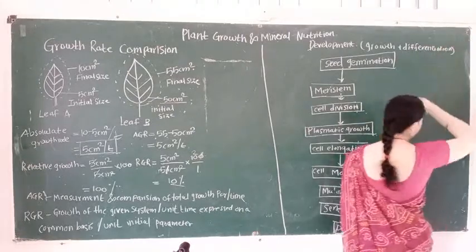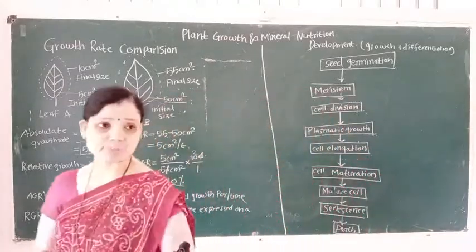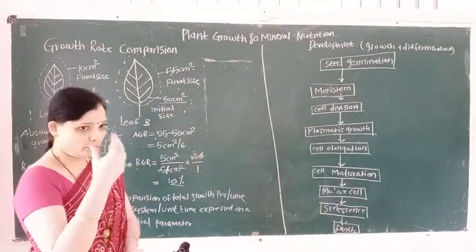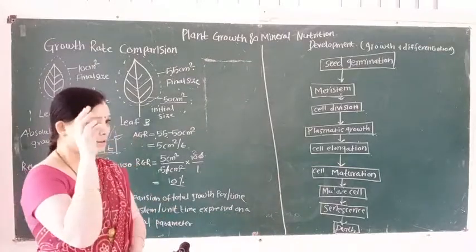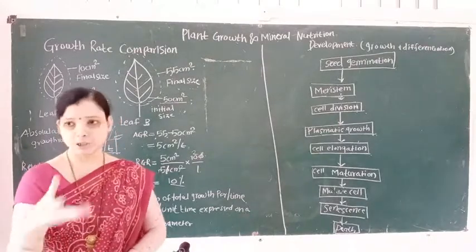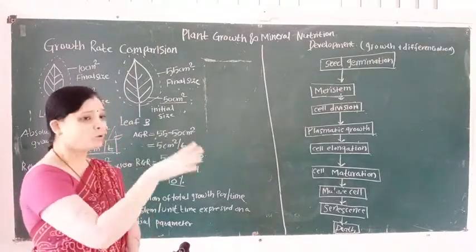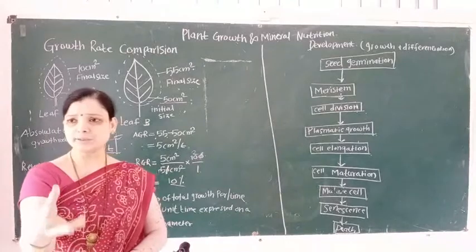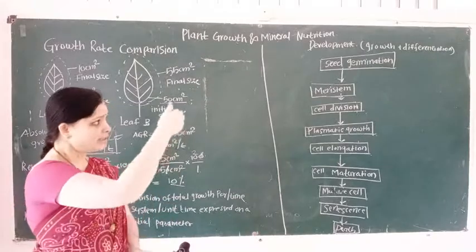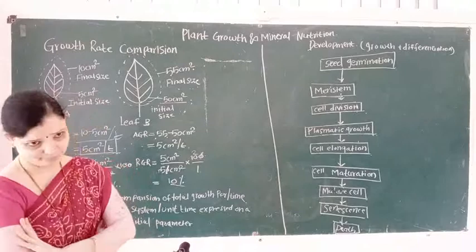What is growth? Growth is a permanent, irreversible change that occurs in a living organism with respect to increase in size, increase in number, increase in volume. So growth is an important characteristic of living organisms. Then the second process is called differentiation.